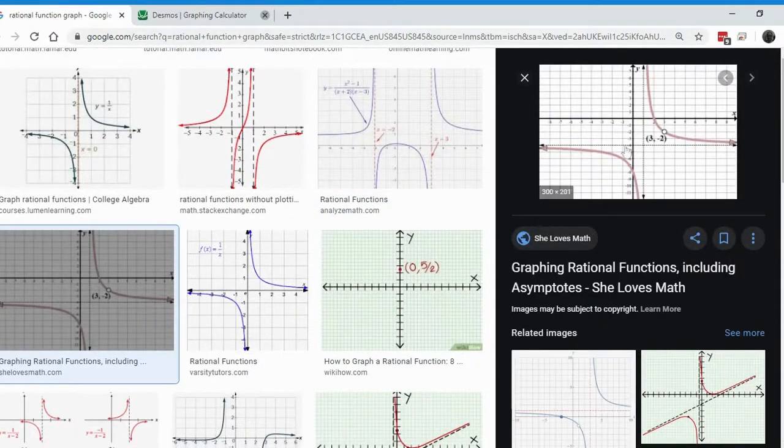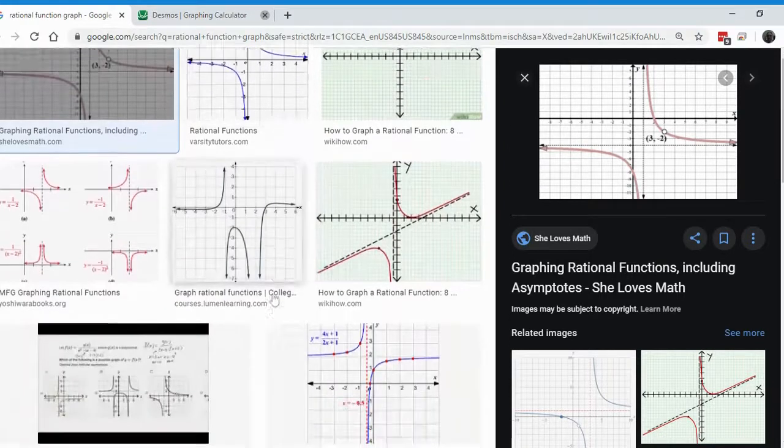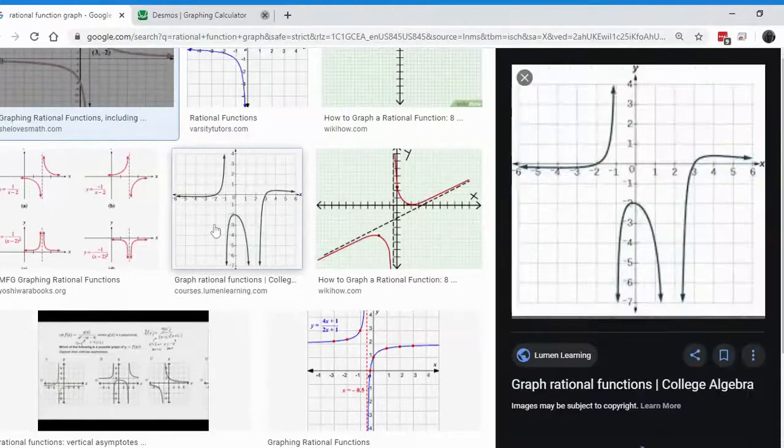Here's one, a little more traditional, 1 vertical, 1 horizontal. I do see a hole. That hole is nicely represented with a black circle right there. It's a pretty traditional way of graphing and showing where a hole in the graph might be.